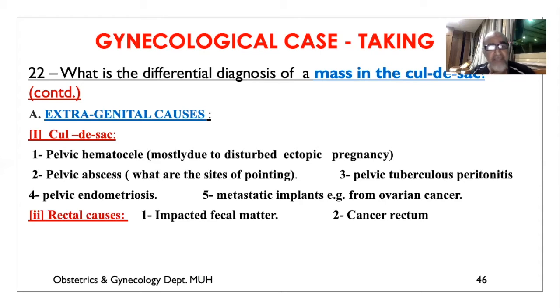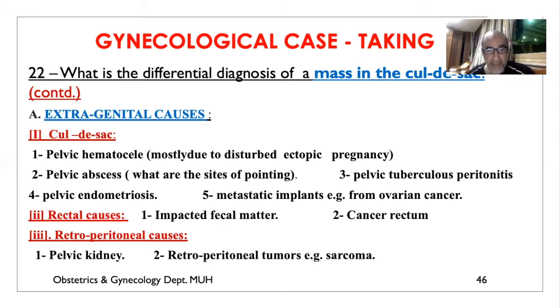Rectal causes: impacted fecal matter or cancer rectum. Retroperitoneal masses or tumors, such as retroperitoneal sarcoma, retroperitoneal lymphoma, or simply the lower pole of a pelvic kidney, can be felt in the cul-de-sac as a mass in the cul-de-sac.